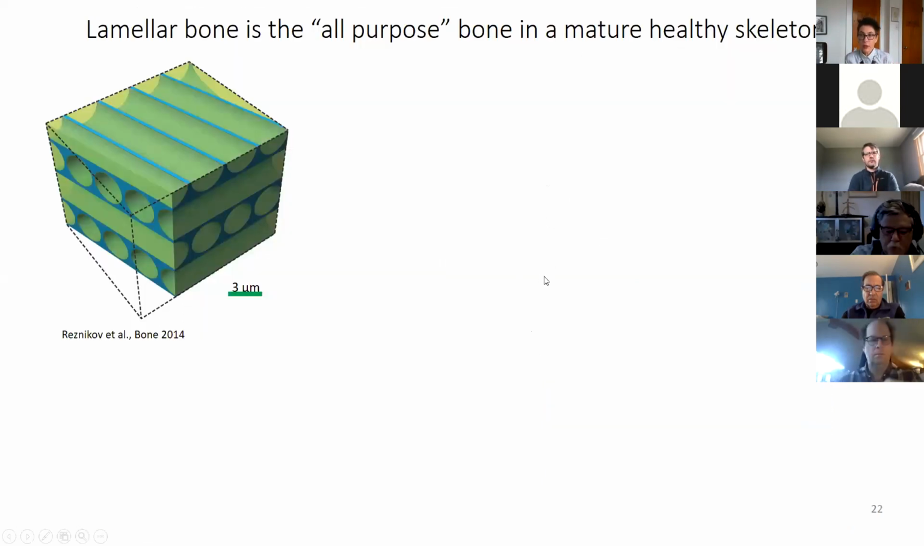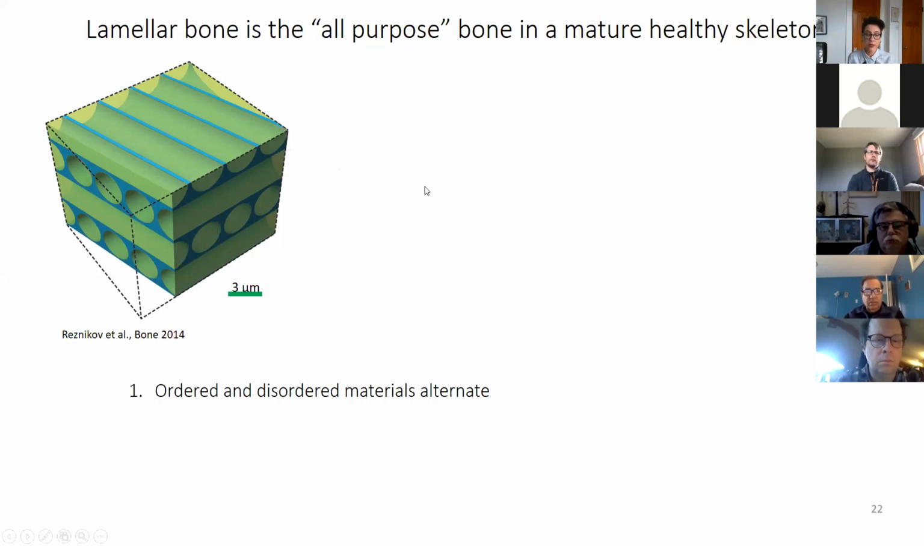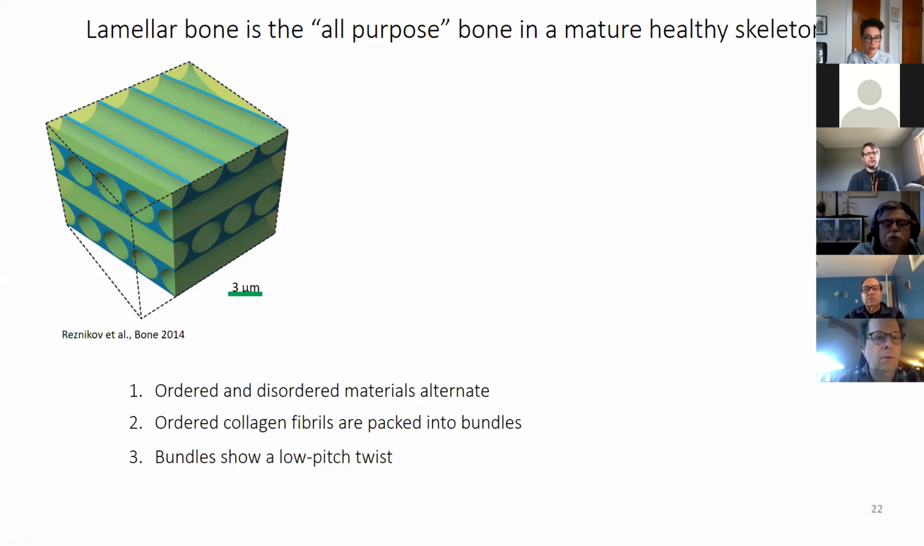And back then, we designed a new schematic for a lamellar bone, the most common bone of skeletons of large mammals, as indeed a plywood-like structure that was in fact composed of ordered and disordered materials that alternate. The ordered collagen fibrils packed into bundles that have a very low-pitched twist, and the chaotic phase engulfing the entire cellular network. And my estimate back then was that the chaotic phase, which is here depicted in blue, comprises about 15% of the net volume of bone structure.